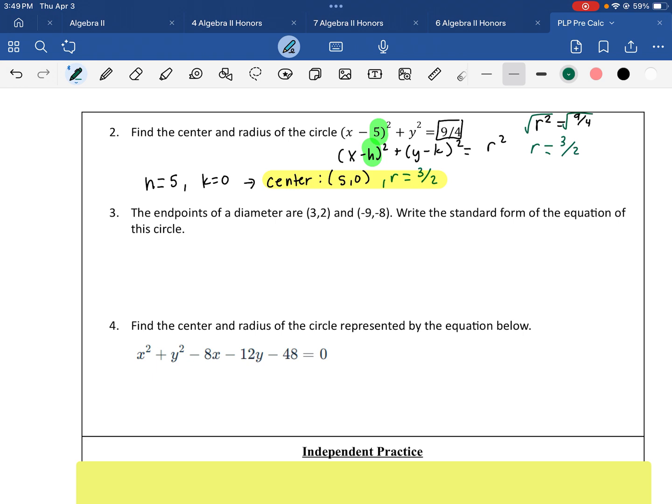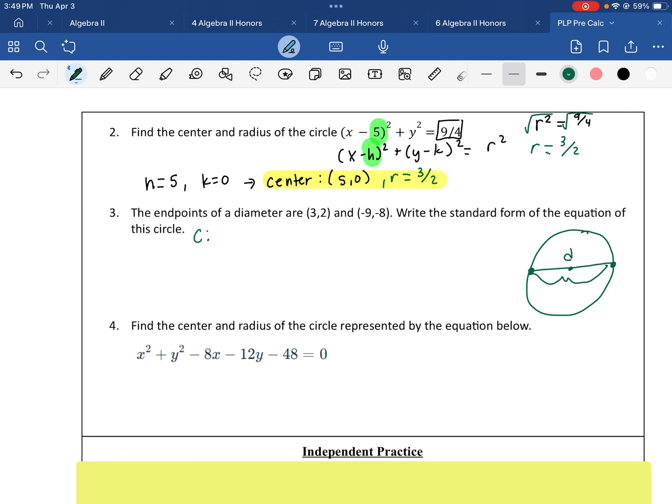So I'm not going to really draw it on a graph, but we've got endpoints that are on the diameter of a circle. If you remember from geometry, the diameter of the circle is the longest length through the middle of a circle, so it will go through the center. So if we find the distance between those two, that's going to help us find our radius because then we'll just cut that in half. And if we find the midpoint of that line, that's going to give us the center of our circle.